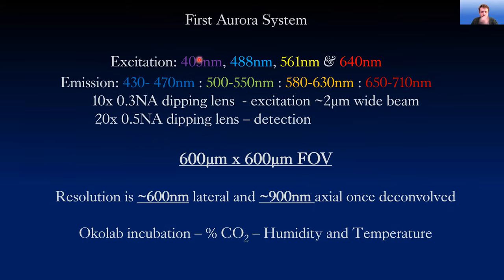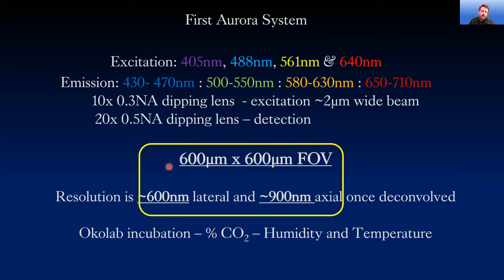The first system that I'm going to talk about, and where we've done most of the work, has four different laser lines that you can excite with and matching fluorescent filters. And as mentioned, we've got these two dipping lenses which come down to the sample. One lens is used for excitation and one for detection. The outcome of this is that you get a very large field of view compared to what you can do with other types of light sheet, and you get submicron resolution in both axes, again, relatively unparalleled. On the particular system that we've got, we've also got an incubator set up, so it's potential to do some live imaging over time.